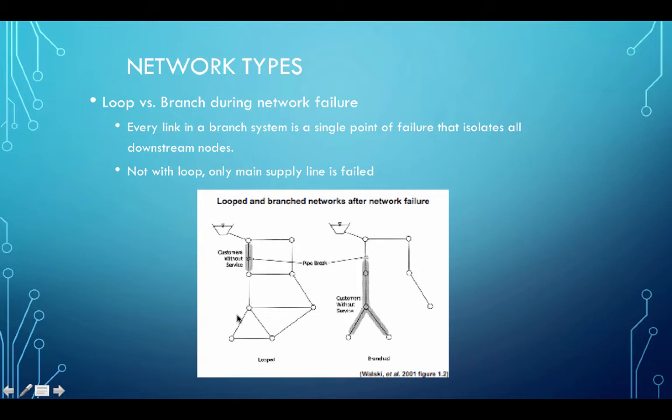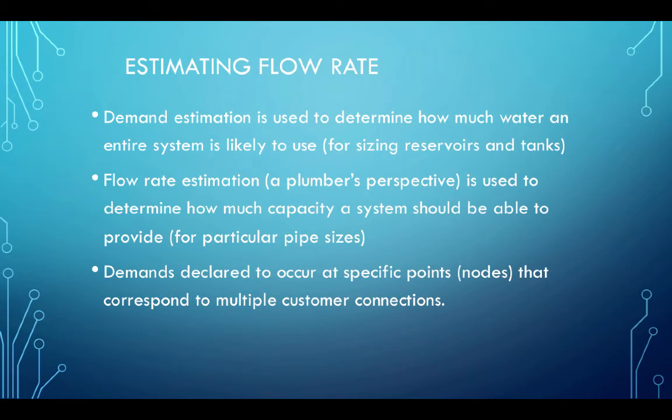The rest of the system could still provide water, albeit probably at a much lower capacity without that main until it's repaired. So there's a certain redundancy built in a looped network. So demand estimation is used to determine how much water an entire system is likely to use. Flow rate estimation from a plumber's perspective is used to determine how much capacity a system should be able to provide for a particular pipe size.